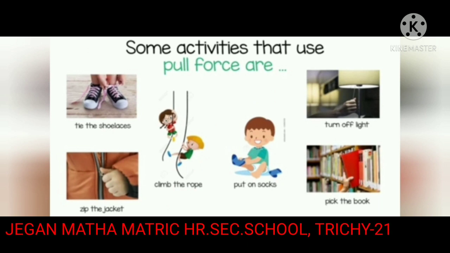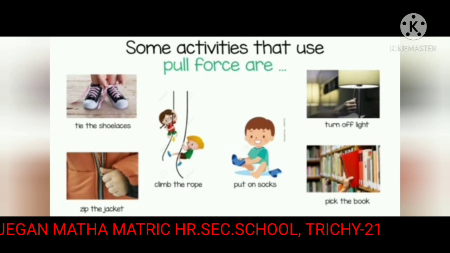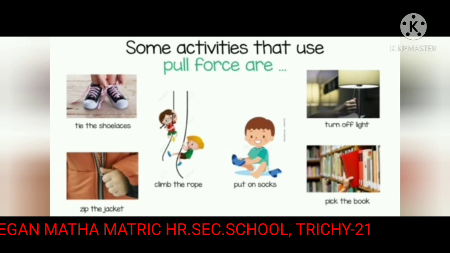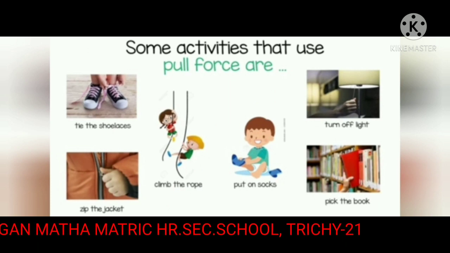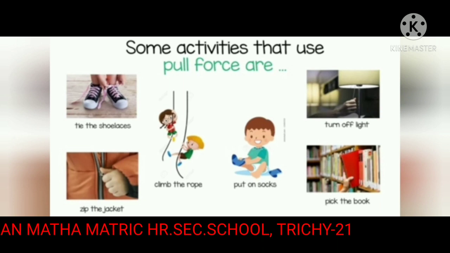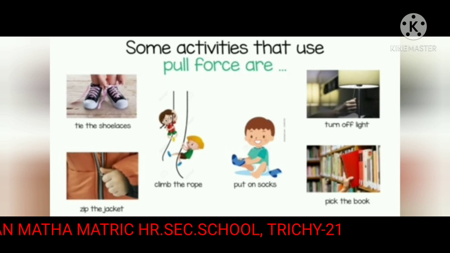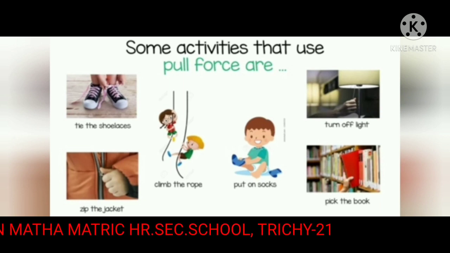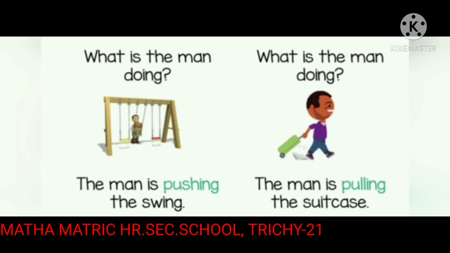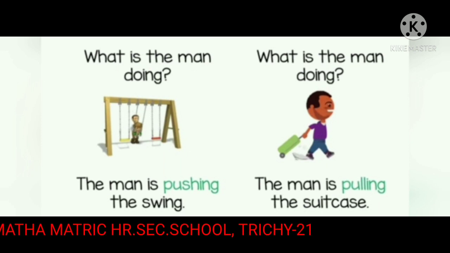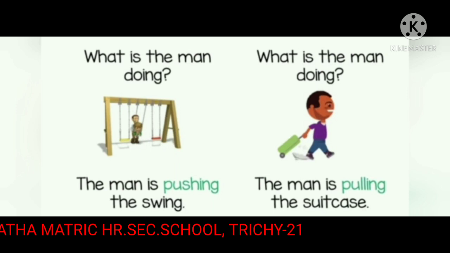Some activities that use pull force are turning off the light, picking up the book, putting on the shoes, and climbing the rope. That is a pull. What is the man doing?